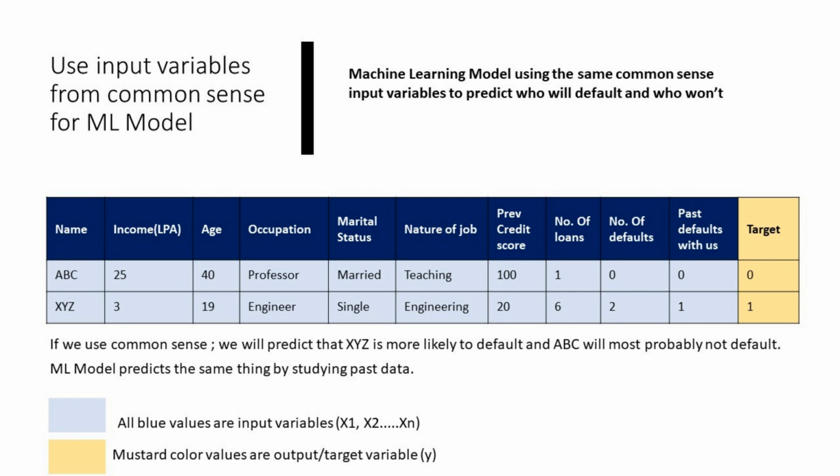So the target, meaning the output variable, whether a person is likely to default or not, is coming as 0. That means the person is not likely to default. And for XYZ, if you see, the person's income is very less, his past credit score is very low, the number of loans is very high, he has also defaulted in the past. So he is more likely to default.